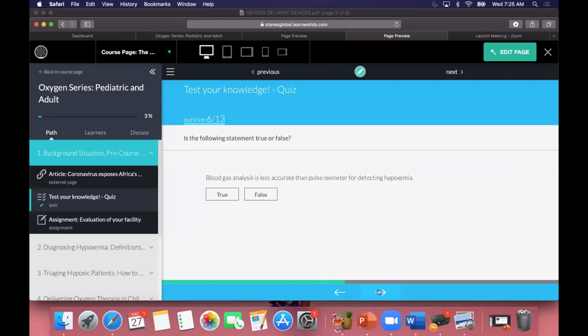True or false? Blood gas analysis is less accurate than pulse oximeter for detecting hypoxemia.